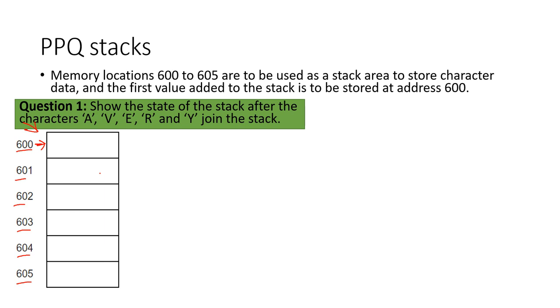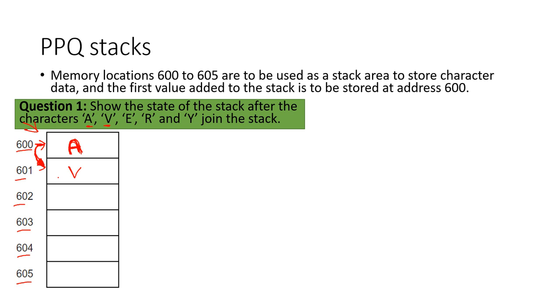Okay, so the question: show the state of the stack after the characters A, V, E, R, and Y join the stack. So in this case, A is the first thing that's going to be put on there. So this is where our stack is beginning. So A would be there. And then we're pointing to the next space in our stack, in order to add to the next one. And then we're going to move where our stack is starting, or the top of our stack, which seems a bit odd given that we're going down.